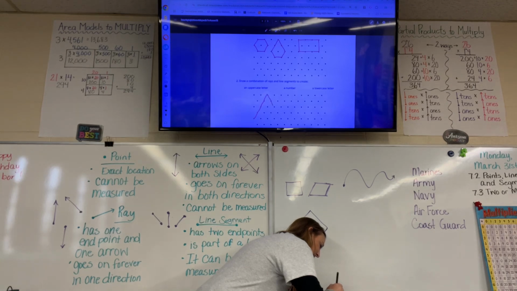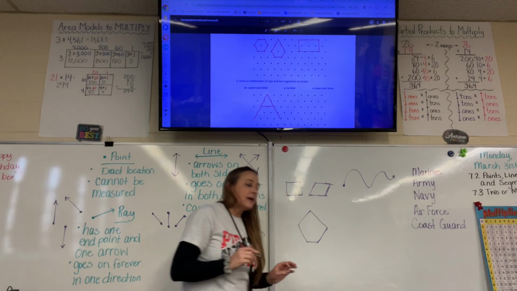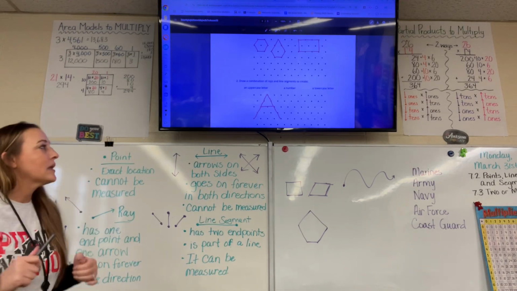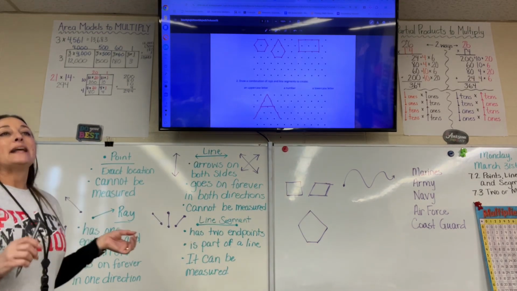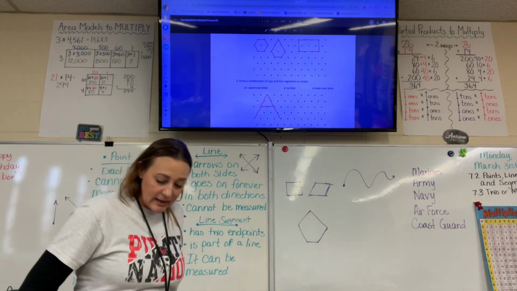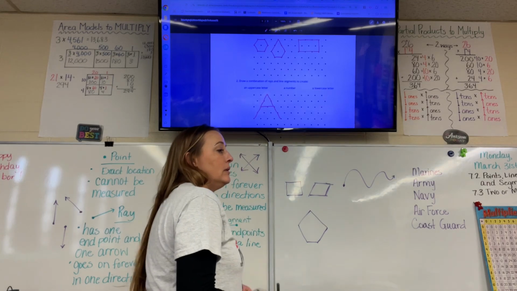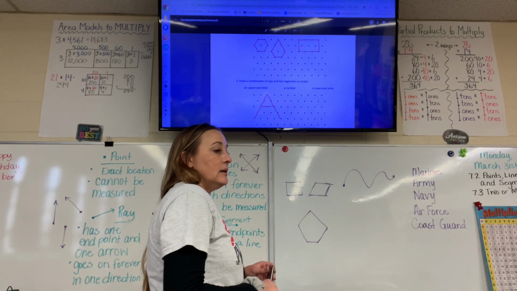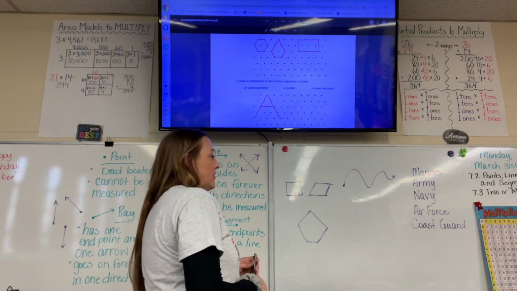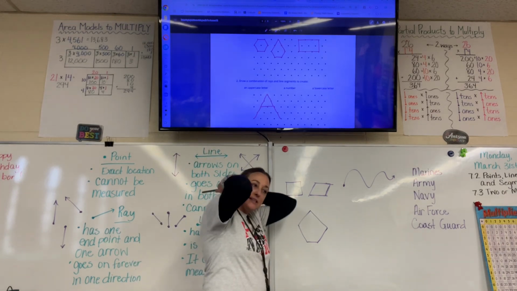You can do whatever letter you want. Okay, I'm going to do an A. When I say you can do whatever letter you want, it has to be one that can be made up of line segments only. Can we do an M? An M would be fine. You just have to use the line segments.